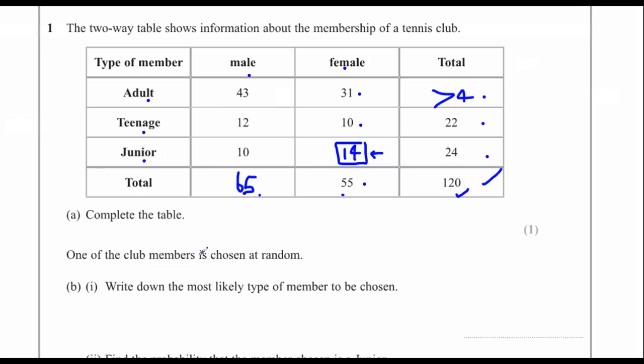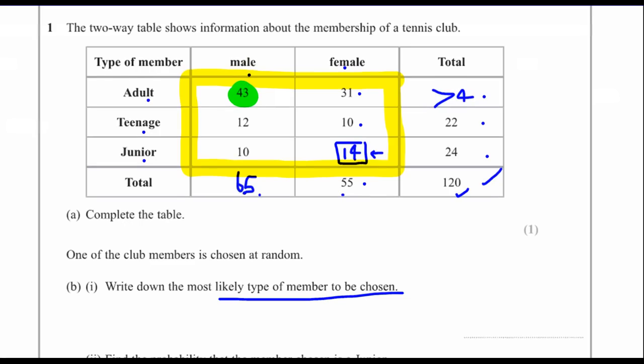Job done. One of the club members is chosen at random. Write down the most likely type of member to be chosen. Now, we're not looking at the totals, we're looking at the types of members in the main section. So what is the highest number here? It's 43. So the type of member is male and adult. So we would write down adult male as our answer.